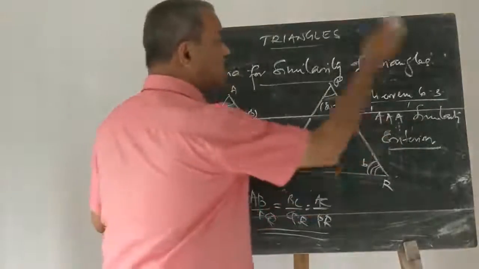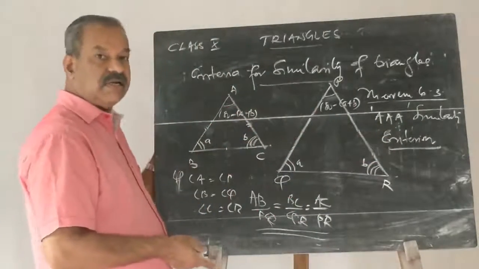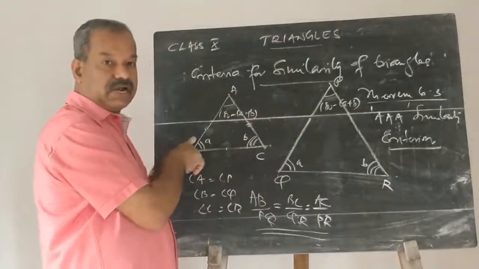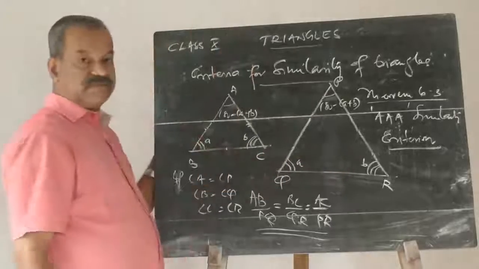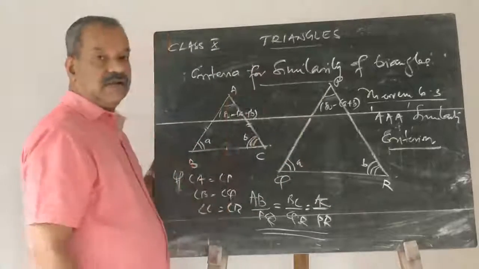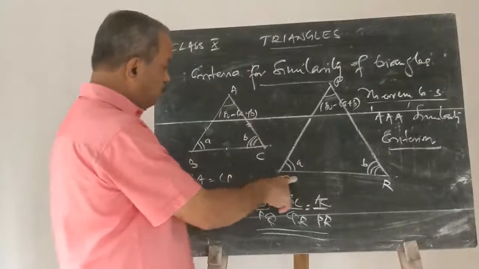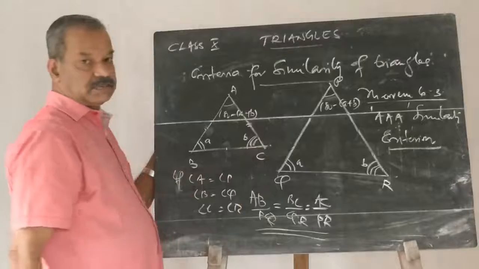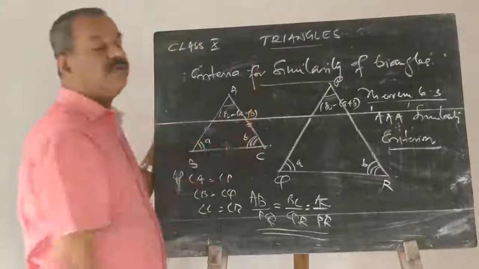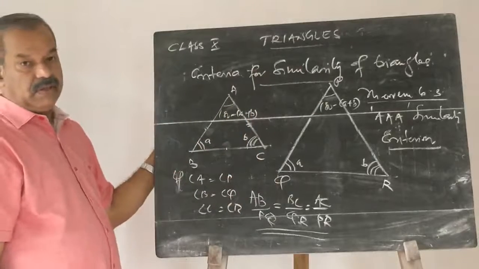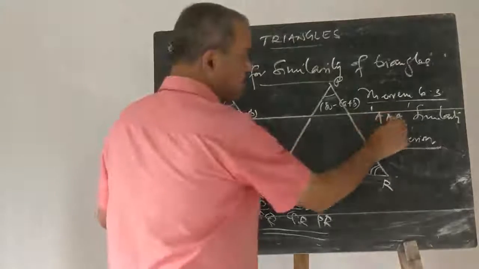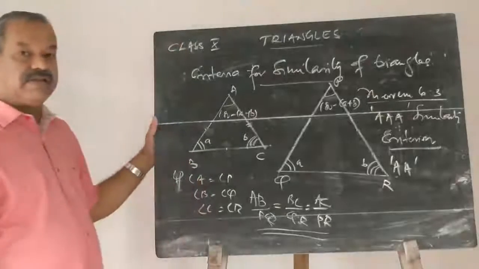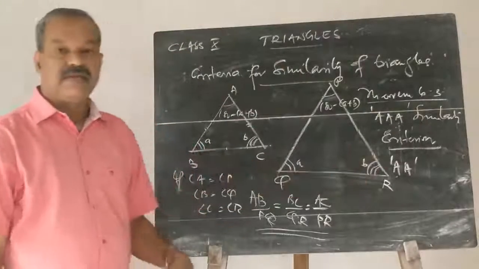We need not check all the three angles of two triangles. Instead, it is enough to check whether any two angles of one triangle are equal to the corresponding angles of the other. If angle B equals angle Q and angle C equals angle R, then A and P are corresponding angles, so angle A will be equal to angle P automatically. So we can reduce this to the AA similarity criterion. AAA similarity criterion or AA similarity criterion.